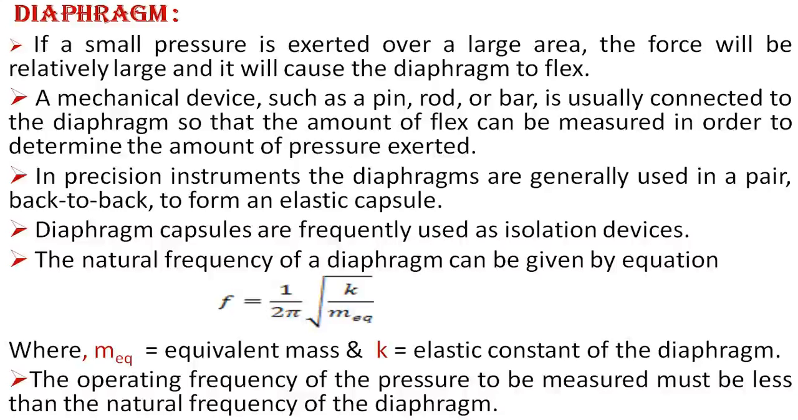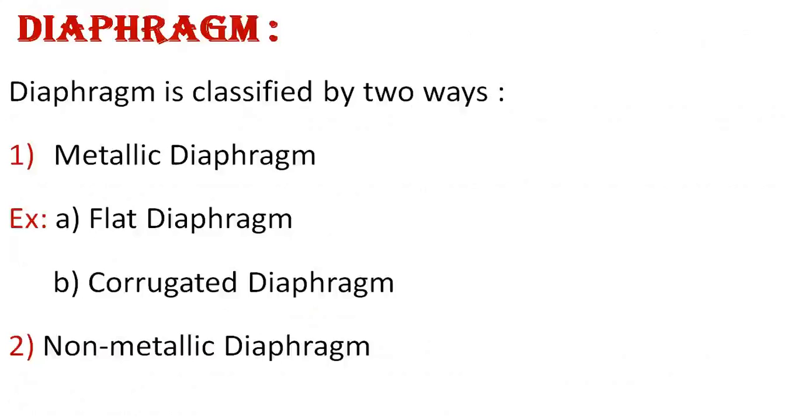So the operating frequency of the pressure to be measured should be less than the natural frequency of the diaphragm. A diaphragm may be classified in two ways. The first one is the metallic and the second one is the non-metallic diaphragm. The metallic diaphragm is again subdivided into two categories: flat and corrugated diaphragms.